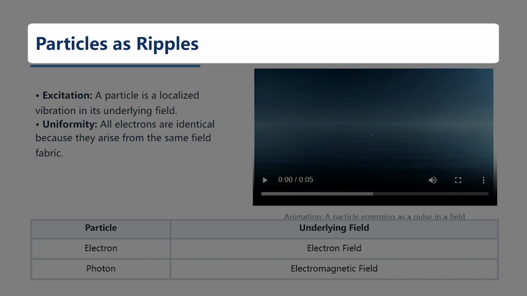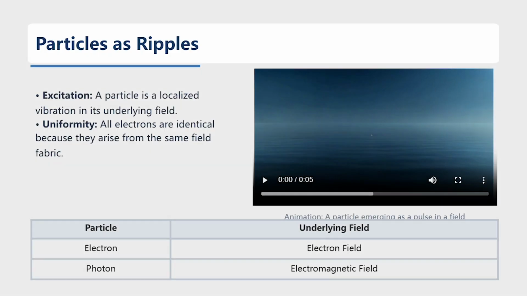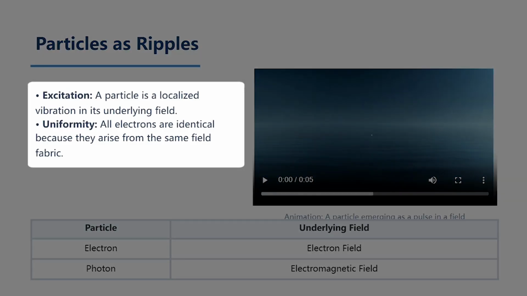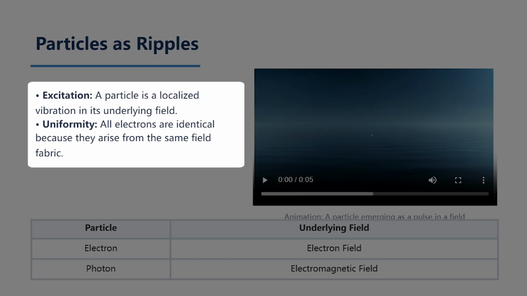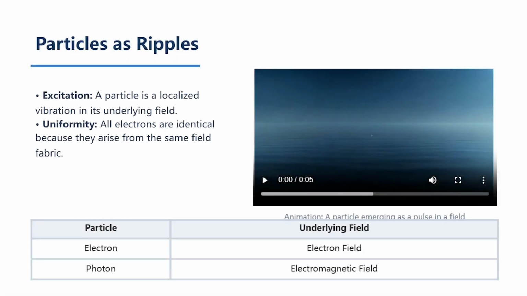Building on that kick we just gave the field on the previous page, let's look at what that pulse actually represents in our physical world. In quantum field theory, we move away from the idea of particles as tiny solid marbles. Instead, we define a particle as a localized vibration or an excitation. It's a point where the energy in the field is concentrated enough to manifest as something we can detect.